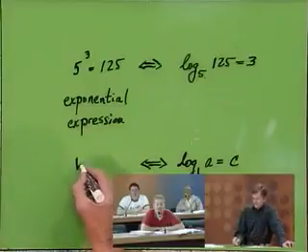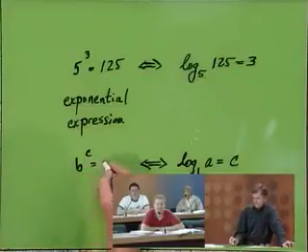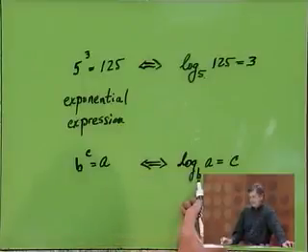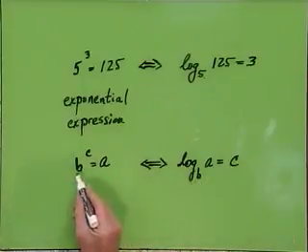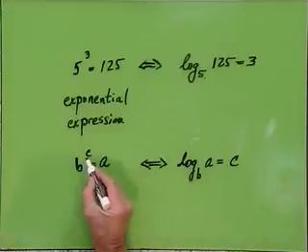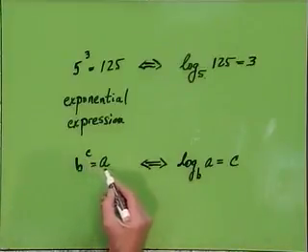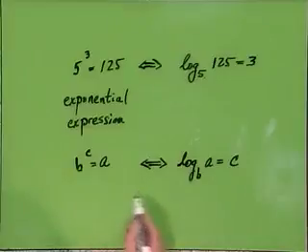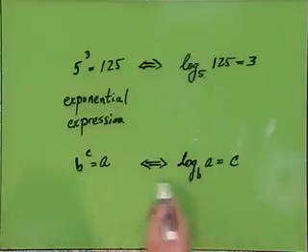Yeah, that's what I was going to say. Okay, so b to the c power is equal to a. Because here's base b, so that's going to be the base over here. C is the exponent because it's equal to the log, so c goes as a superscript. And then this is equal to a. So now we're converting from a logarithmic expression back to an exponential expression.